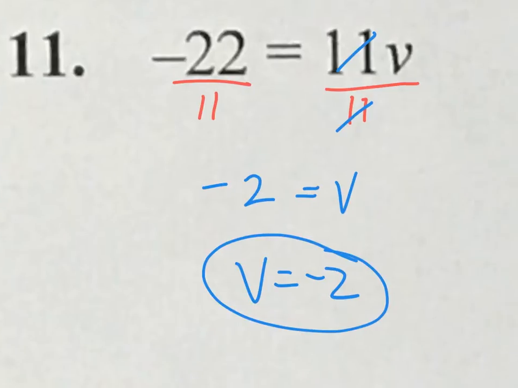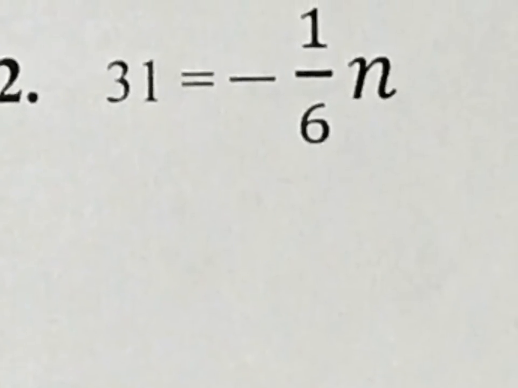Let's move on to number 12. So I need to get n by itself. Now notice I do have a fraction here. I don't want a fraction. I could multiply everything by the denominator, which is 6. In other words, this is saying 1 divided by 6. So if I don't want this divided by 6, I could multiply by 6, and that'll get rid of it.